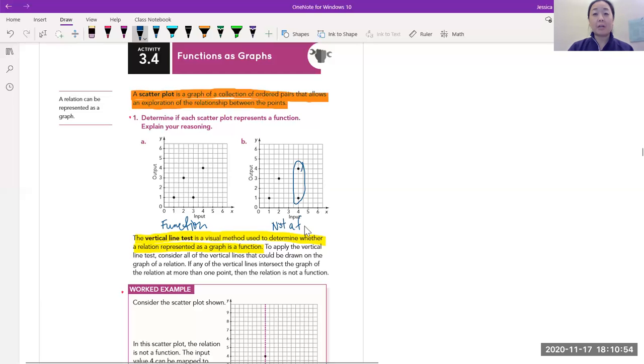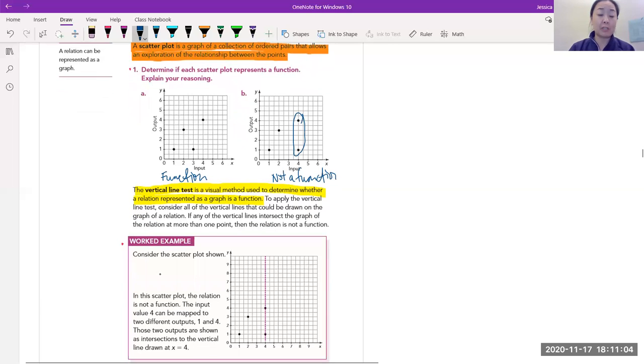And if you notice right here, the points are vertically aligned, right? We can't have that. So that's why we call this the vertical line test. So literally, I usually take my finger, because my finger is used as a vertical line, right? And I just go across the graph, right?